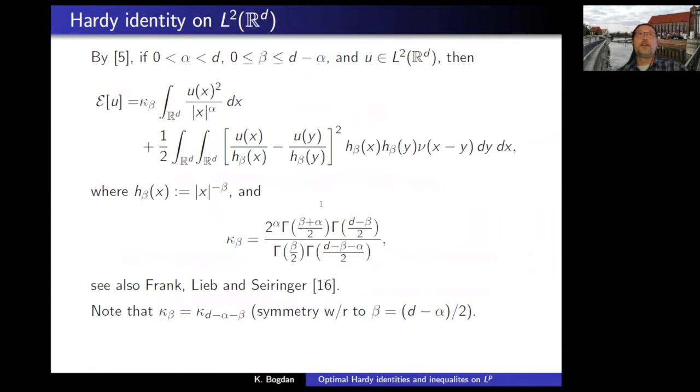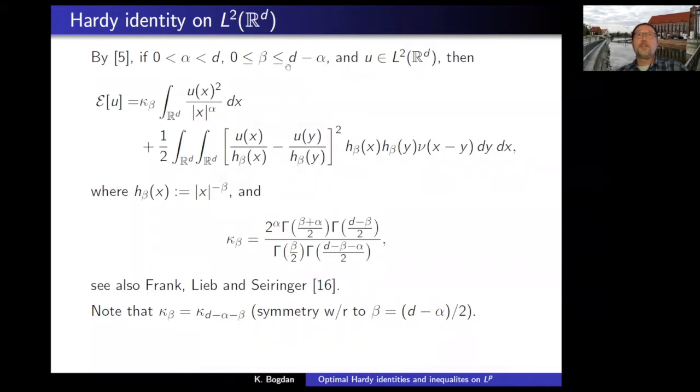Here's the classical Hardy inequality, actually identity, for the fractional Laplacian. Let me discuss this because it must not be familiar to everybody. I should have alpha less than d minimum 2 rather than d, sorry for that. And the exponent beta is some parameter that we may want to maximize in a sense. Now it's just between 0 and d minus alpha.